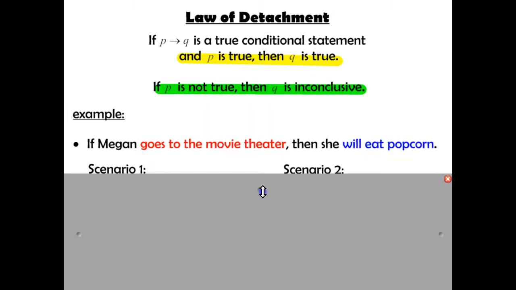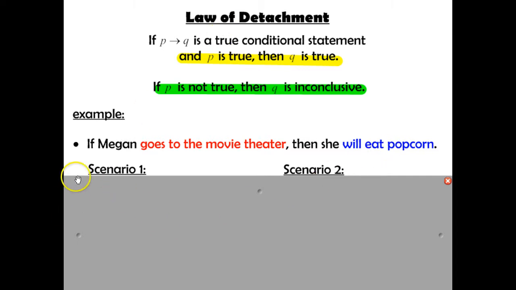So we're going to talk about Megan. She's just this girl I've made up, but if Megan goes to the movie theater, then she will eat popcorn. This is a true conditional statement about Megan. No matter what, whenever she goes to the movie theater, she always has popcorn.